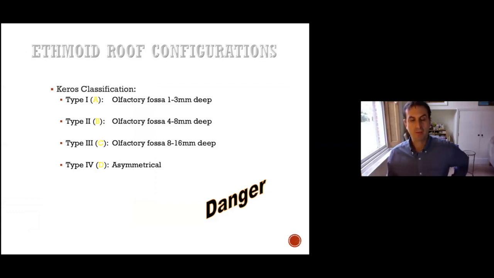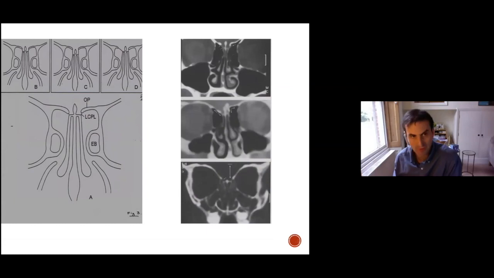The next thing that you want to look at on your CT scans is the ethmoid roof configuration, and this was described by Keros, who originally described three classifications, and then a fourth one has been added, and they really just reflect the depth of the olfactory fossa. To show you the different variations of that, a type A is the best one you want to see, and that's because this little bit of bone here, which is what we call the lateral cribriform plate lamella, LCPL, which is the thinnest part of the cribriform plate, is at its shortest distance.